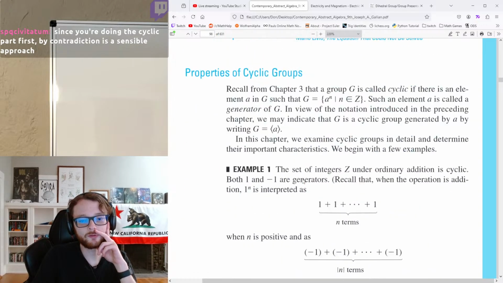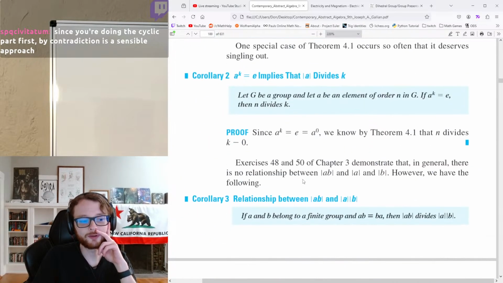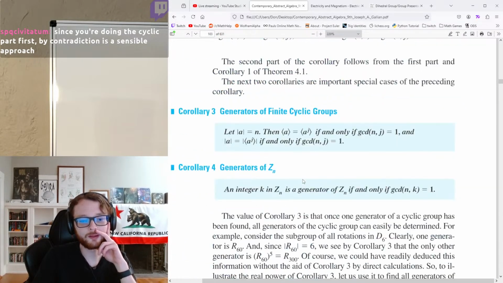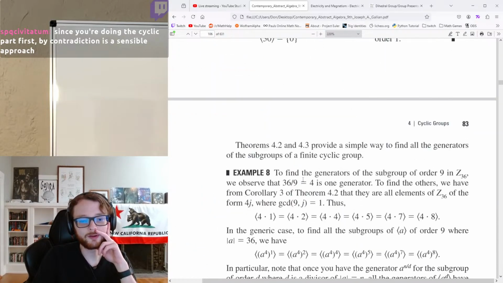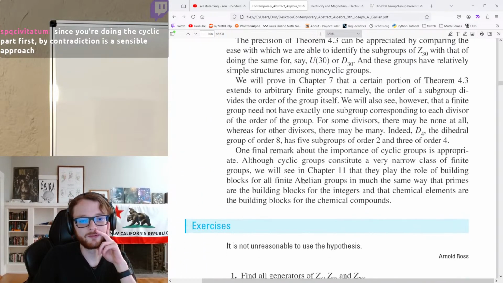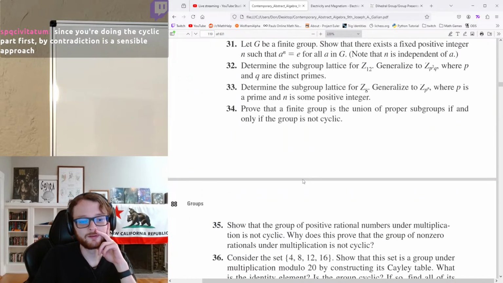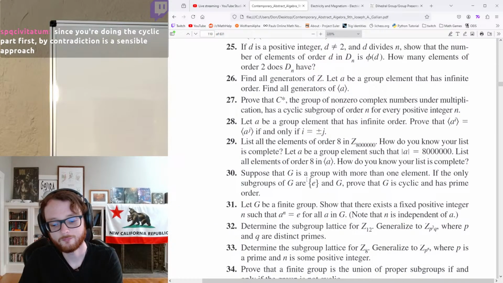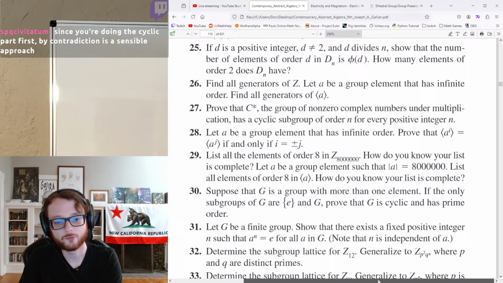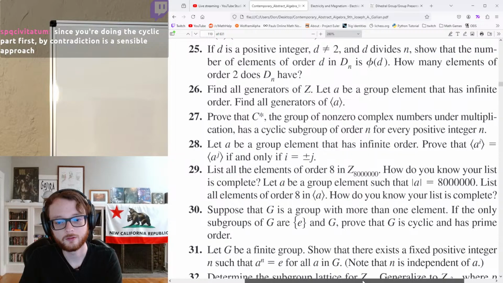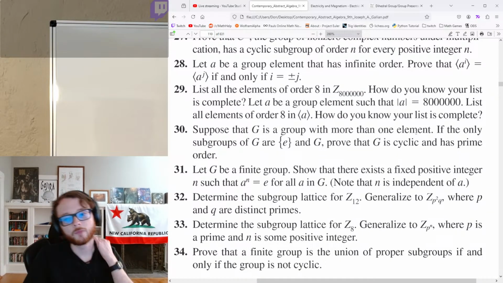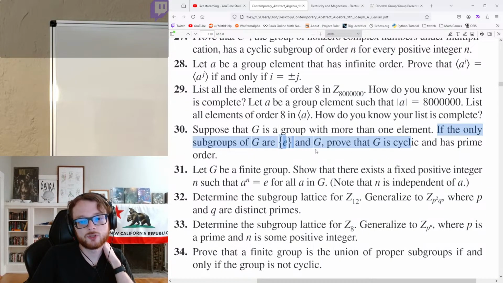Yeah, I'm just going through what a proof by contradiction might look like. I'm kind of coming back around to thinking it'd be a good idea. So proof by contradiction, we would start with the statement, if the only subgroups of G are E and G.